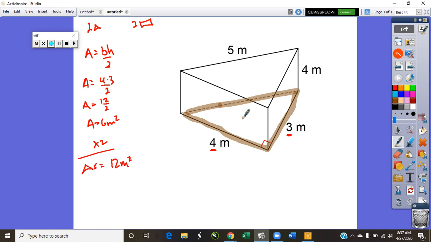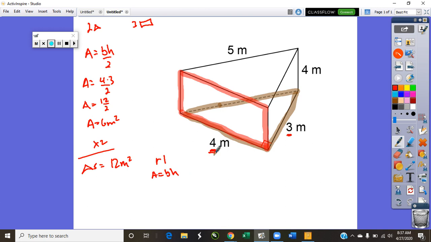Now let's go ahead and focus on the rectangles. Okay, so let's start with, it doesn't matter, let's just start with the one on the bottom. Okay, we'll start with this rectangle right here. Okay, and we know that the formula for area of a rectangle is base times height. So we'll say rectangle 1 here. Area equals base times height.